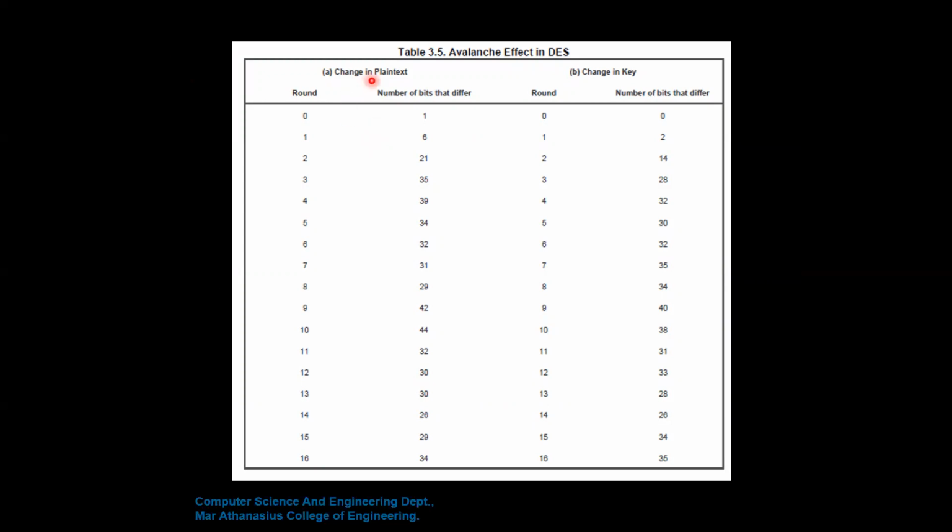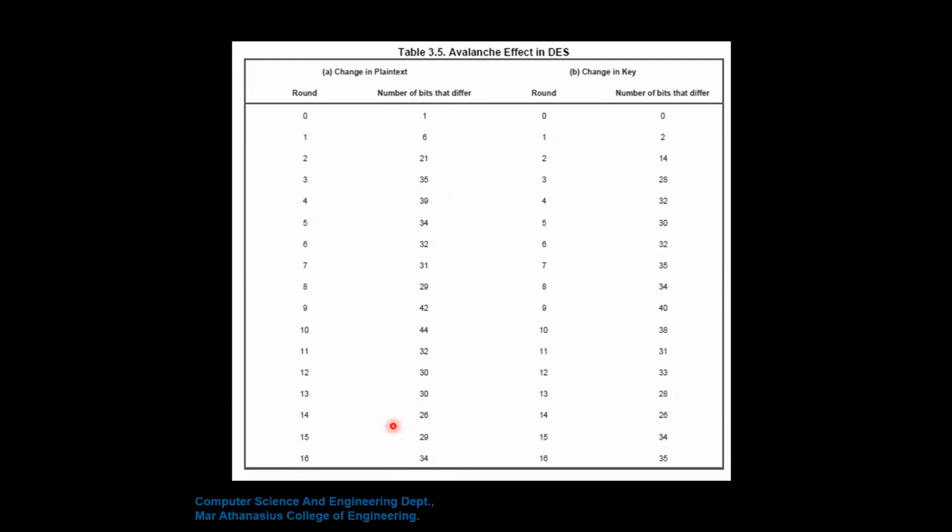This is shown with two plain texts that differ by 1 bit. What happens if I use two plain texts that differ by 1 bit? After the first round, the ciphertext produced had a difference of 6 bits. After round number 2, it differed by 21 bits, etc. After round 16, the two ciphertexts generated had a difference of 34 bits. That is, for 2 input blocks that differ by just 1 bit, for the same key, we got 2 ciphertexts that differed by 34 bits.